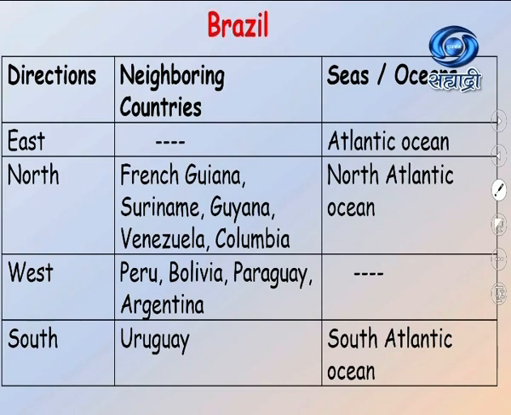These are the countries which are neighboring Brazil in the north, whereas in the north it is also surrounded by the North Atlantic Ocean. To the west, we find Peru, Bolivia, Paraguay, and Argentina. These are the countries which are neighboring at the western direction of Brazil. To the west, there is no ocean. To the south, we find Uruguay and the South Atlantic Ocean.